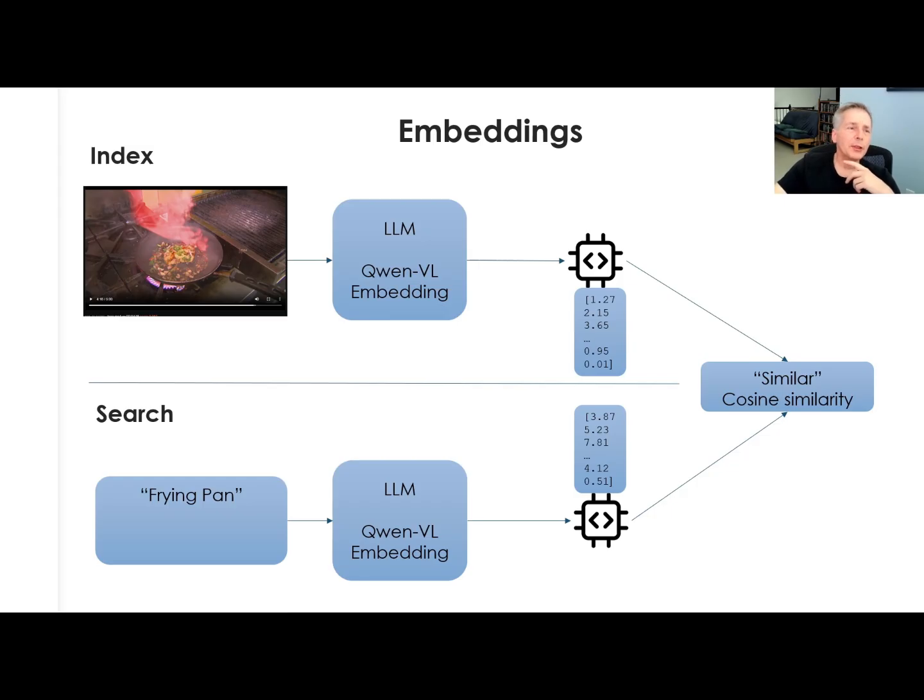And you hear the term multimodal AIs. You can not only use images, you can also use video. That's what I've been doing here. You can also use audio. If somebody says the word frying pan, assuming the model supports audio, it will also create a vector that is similar to the picture of a frying pan.